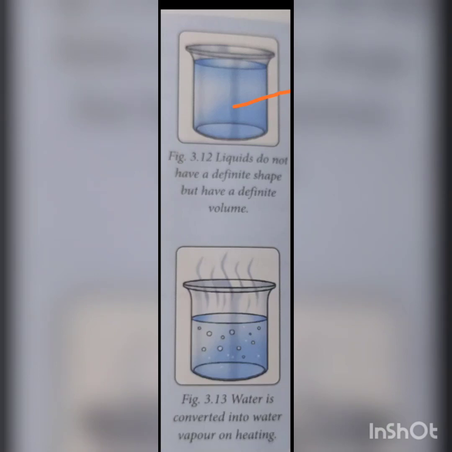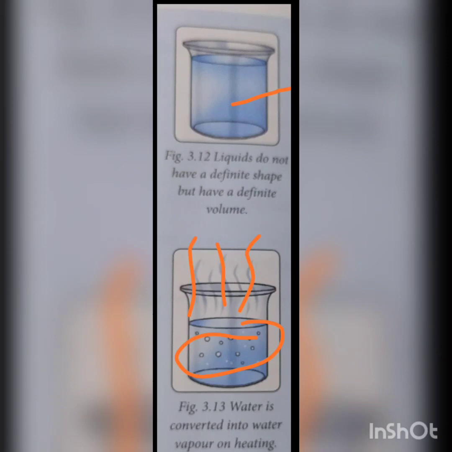Now we pour this water into another container. We will find that the shape of the water gets changed according to the shape of the container, but the volume of water does not change. Now we heat the water on a Bunsen burner. We will observe that water undergoes the process of boiling and gets converted into water vapor, that is gaseous form of water. The vapor gets scattered and occupies all the space available to it. Thus the shape and volume of vapor both get changed.